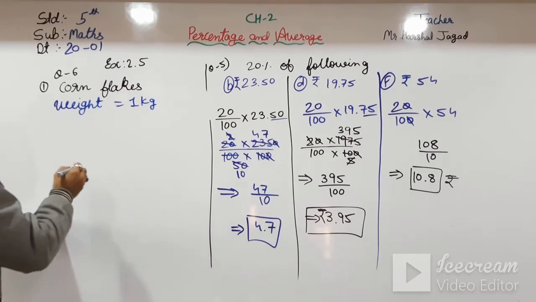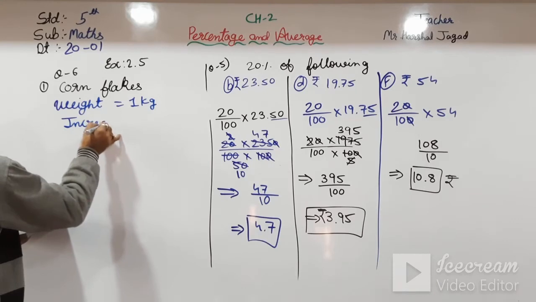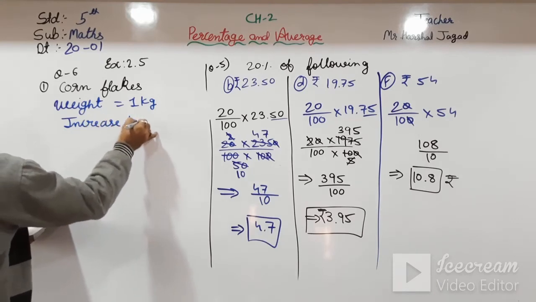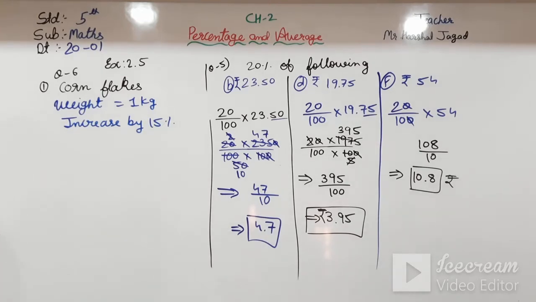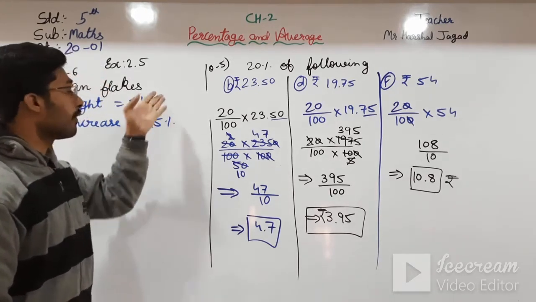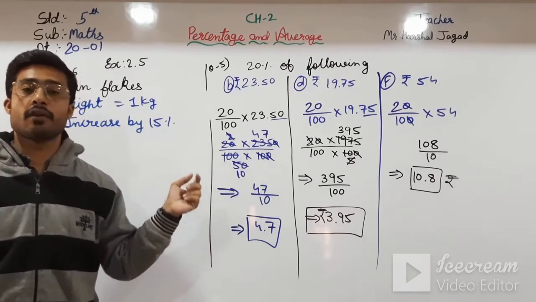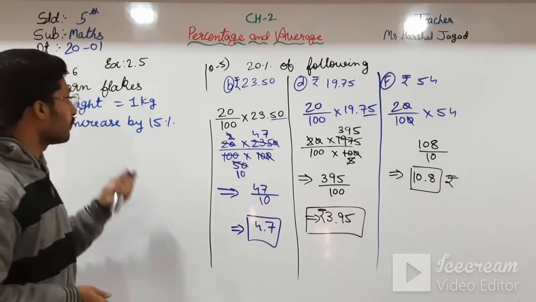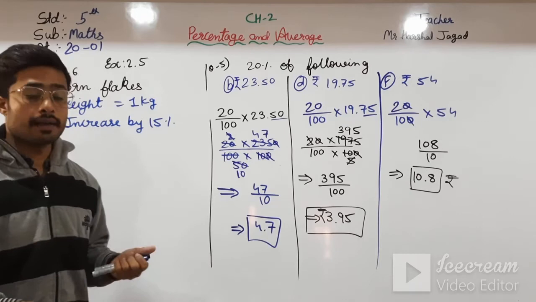Okay, and we have to increase by 15%. So first of all, what we have to do is find the 15% of 1 kg, and then we will add that to the 1 kg, so we will get our answer.